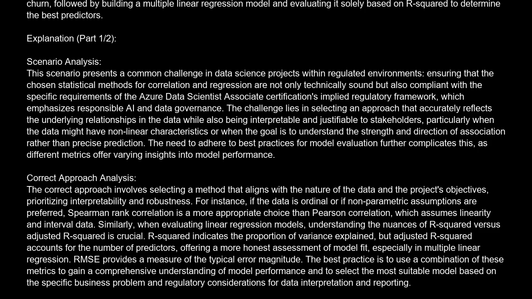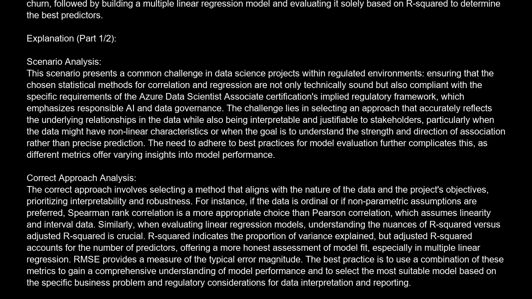Explanation. Scenario analysis. This scenario presents a common challenge in data science projects within regulated environments: ensuring that the chosen statistical methods for correlation and regression are not only technically sound, but also compliant with the specific requirements of the Azure Data Scientist Associate certification's implied regulatory framework, which emphasizes responsible AI and data governance.